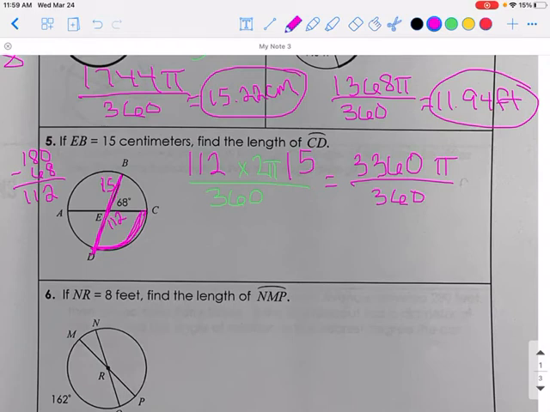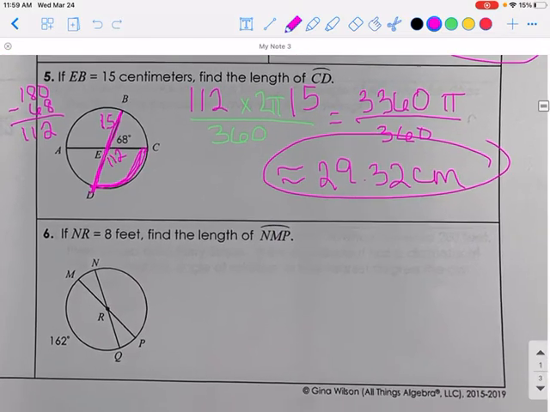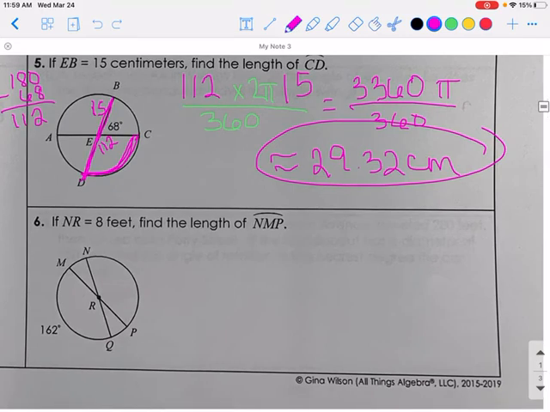And then I'm just going to type that into the calculator, that fraction, and I should get about 29.32, we'll call it, centimeters. Nice part about this is we're just plugging into a formula every now and then, maybe subtracting from 360 or subtracting from 180, depending on what we're dealing with.